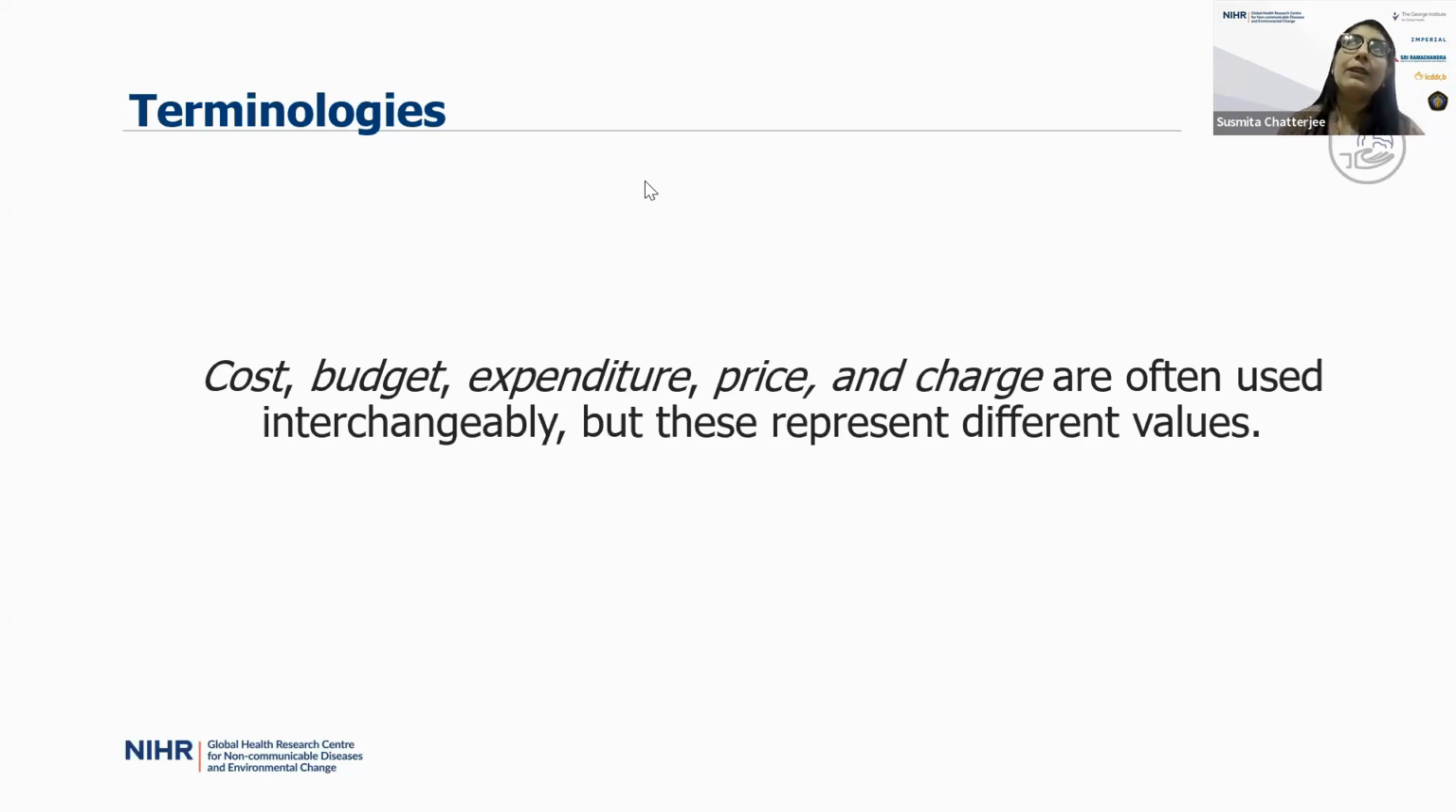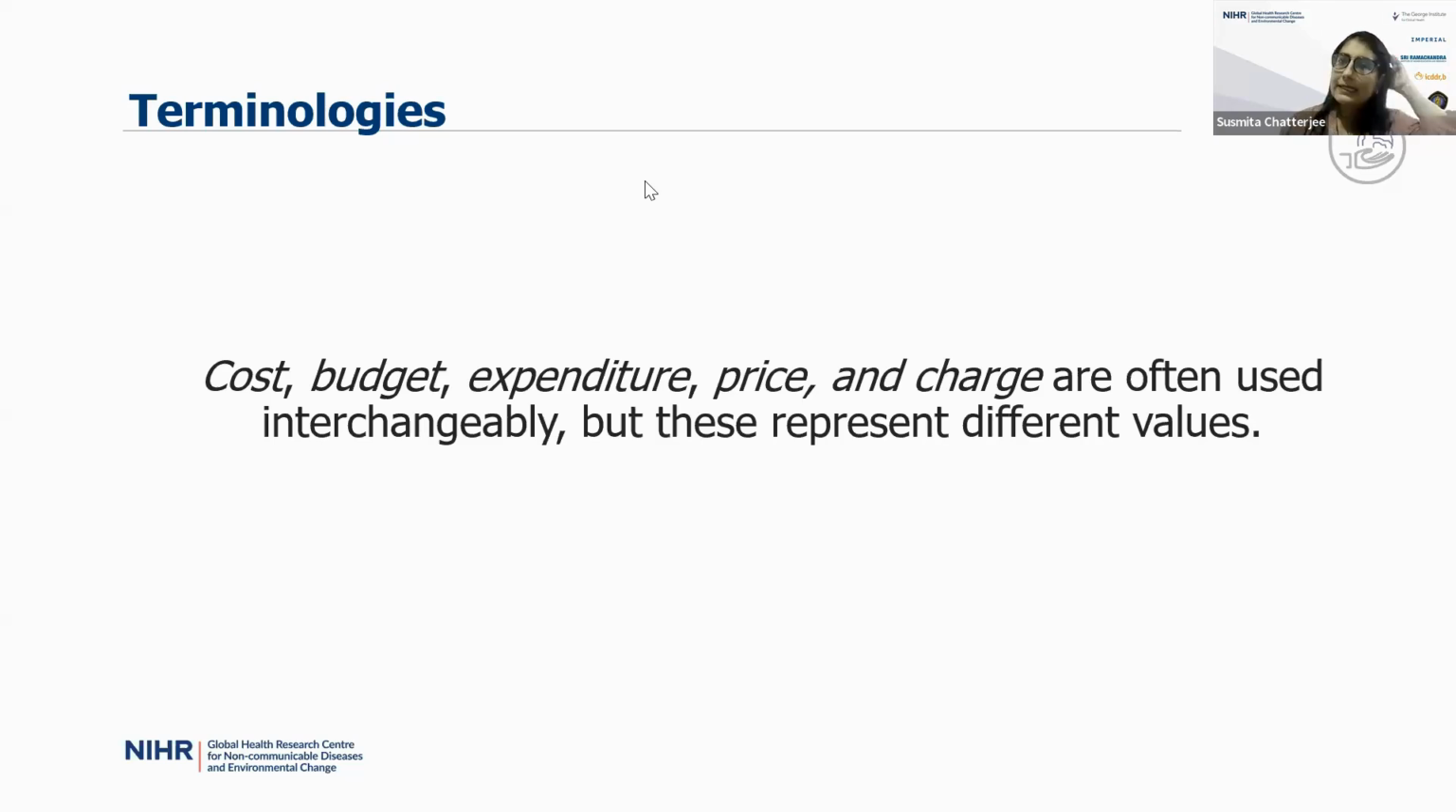But budget will give you some idea about how we wanted to do, but it may be totally different, for example, during the COVID time. Do you think that any of the budget for any of the programs in our country did really work during COVID time? No. If you look at the expenditure, it will be totally different from the budget.